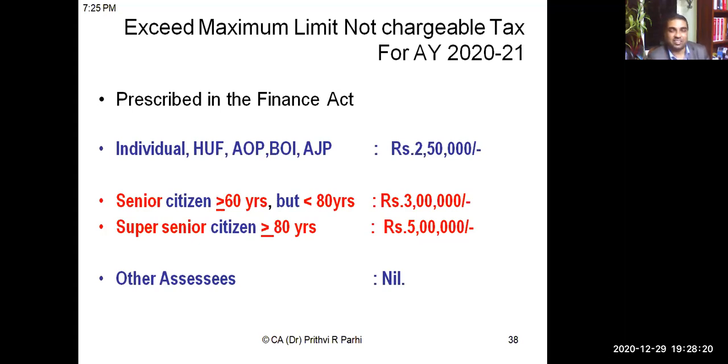Sir, other assessees includes? Other assessees includes, you see, 7 categories of assessees I had told you. Here, how many categories? 1, 2, 3, 4. AOP, BOI is 1 category. So now how many assessees are left out? Company and local authority. Out of 7, 4 are gone. So 3 other kinds of assessees. For other assessees, there is no basic exemption limit.